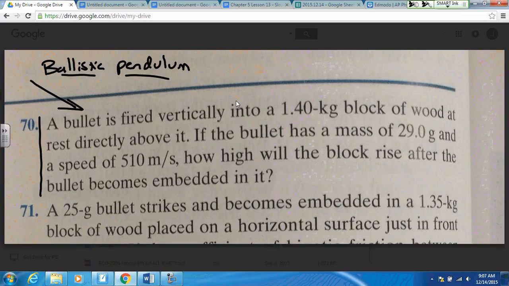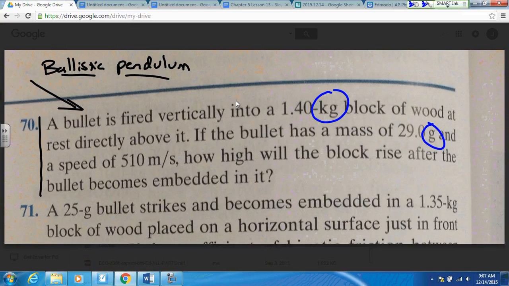Okay, and it's got a speed of 510 meters per second. How high will the block rise after the bullet becomes embedded into it? The one thing you do want to notice, what do you notice as you look at this problem? Anything that you're going to have to pay attention to? Very good. We have a winner. Always watch for that. You've got your units mismatched, the kilograms and grams. We're going to have to convert that.